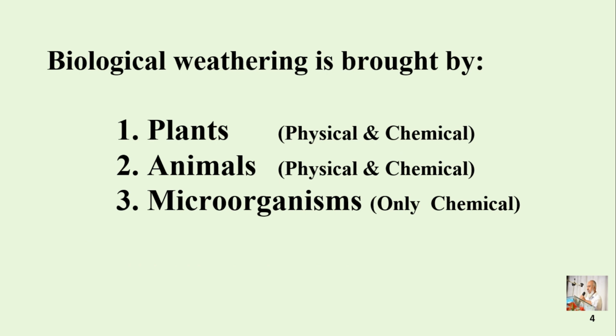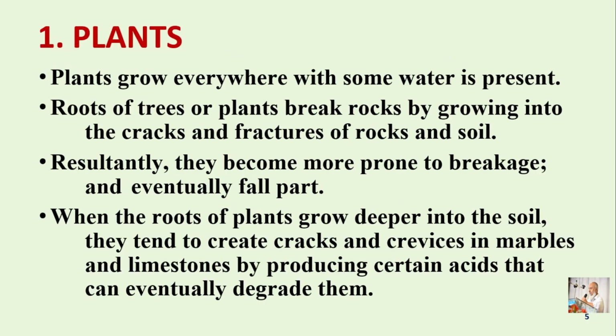Biological weathering is brought about by three kinds of agencies: plants, animals, microorganisms. Plants can cause weathering physically and chemically. Animals can cause weathering physically and chemically. Microbes can cause it only through chemical means. Animals also include human beings. First we take the plants.